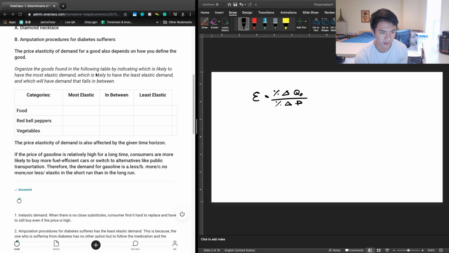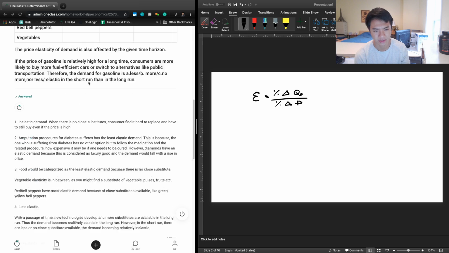The second thing we'll talk about real quickly is vegetables. It's a little bit narrower than food, but more broad than red bell peppers. And so we'll probably say it's in between in terms of elasticity. Because when we go to the third option, which is red bell peppers, this is a very specific and narrow category of food, and so it's going to have a lot of substitutes. You can think of green bell peppers or yellow bell peppers as substitutes, and it's also not that necessary. We don't need to eat red bell peppers the way we need to eat food. A price change would probably let us pick a lot of other things rather than just red bell peppers, and so that's going to be the most elastic.